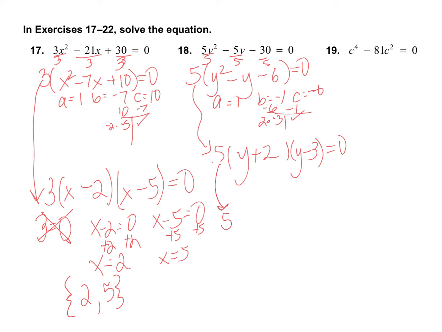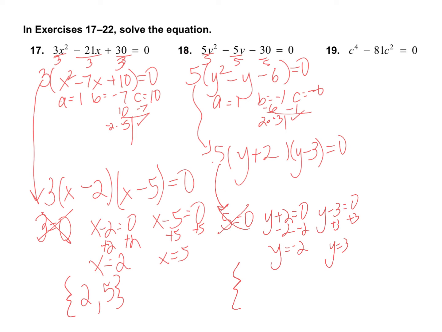5 equals 0. Y plus 2 equals 0. Y minus 3 equals 0. Subtract, 5 cannot equal 0. Subtract 2. Y equals negative 2. Add 3. Y equals positive 3. So my solutions are negative 2 and positive 3.